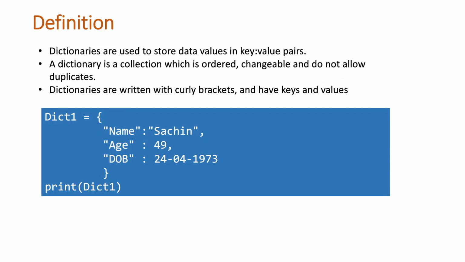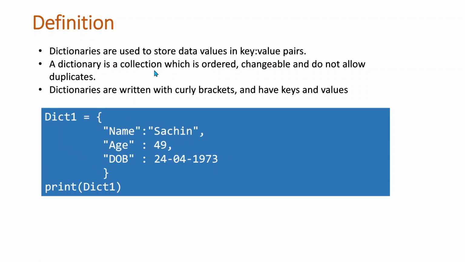Going to the definition, dictionaries are used to store data in key value pairs. If you see the example below, I have created a sample dictionary where I am storing values in key value pairs. Here in this example, name, age, and date of birth, these three are keys, and Sachin, 49, and the date of birth are my values. So the values are stored in a key value pair manner. This is how you will create a dictionary.